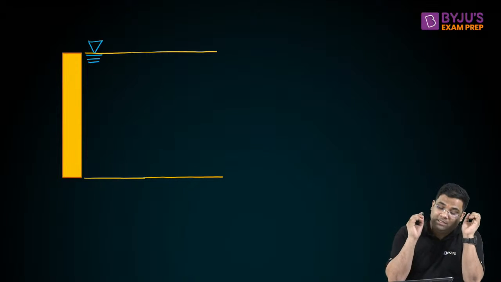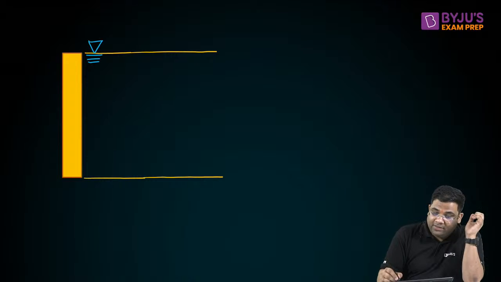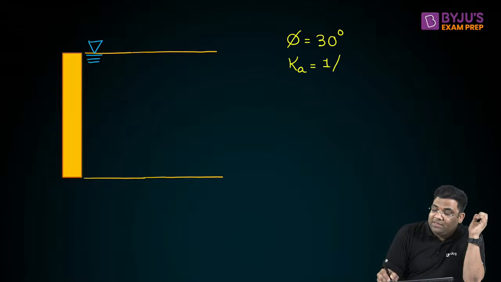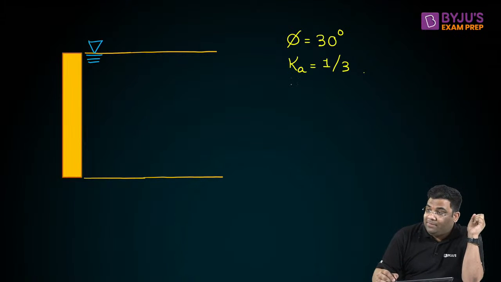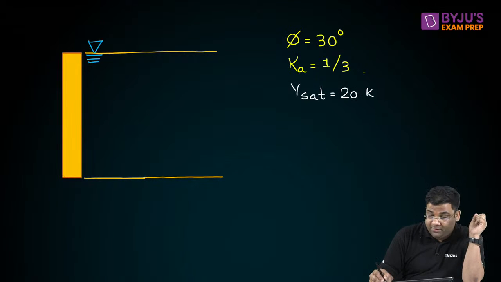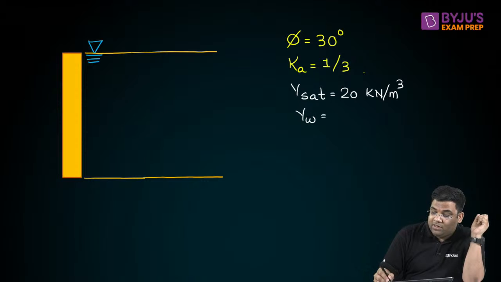Now it's very easy. Suppose I am telling that here phi is equal to 30 degree. If phi is 30 degree, I can say Ka is equal to 1 by 3. I'll keep it 30 degree throughout so that there will be ease of calculation. And suppose gamma saturated is equal to 20 kilonewton per meter cube, and gamma water is equal to 10 kilonewton per meter cube. Suppose I am giving this data.